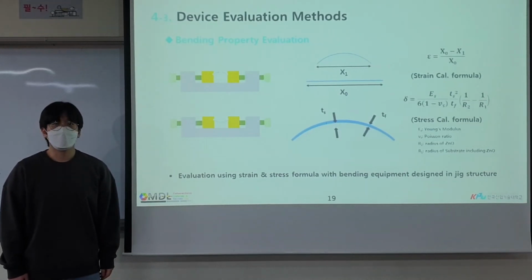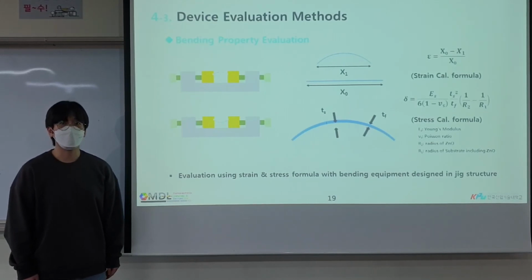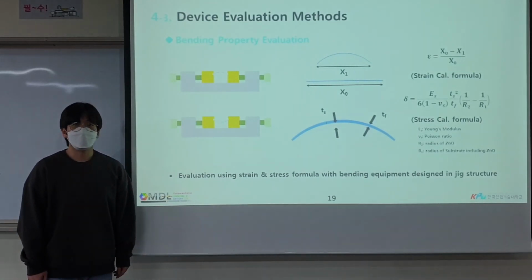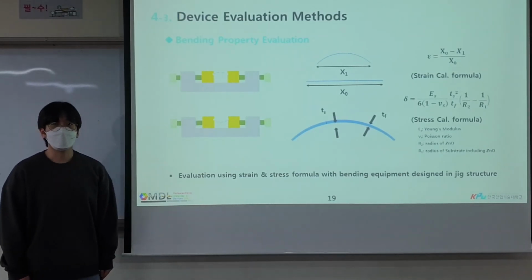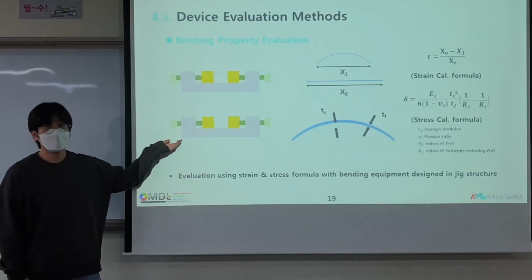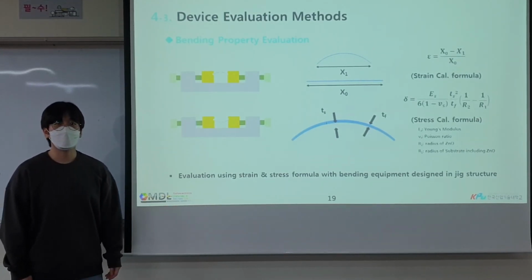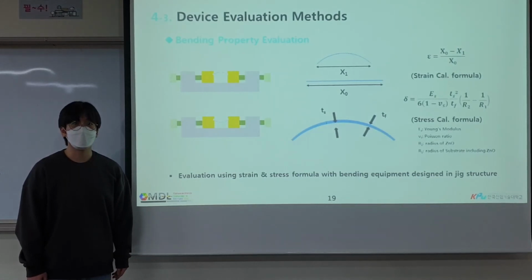The key point of our project is flexibility. When the substrate is bent, the piezoelectric effect occurs and changes the zinc oxide film's electrical properties. We are going to make a jig and measure electrical properties with it, because a structure called a jig helps to hold the substrate with precision. So we can analyze the induced changes in electrical properties.